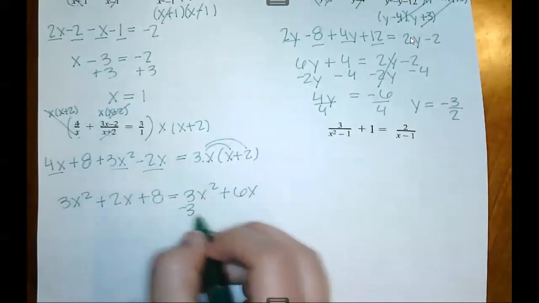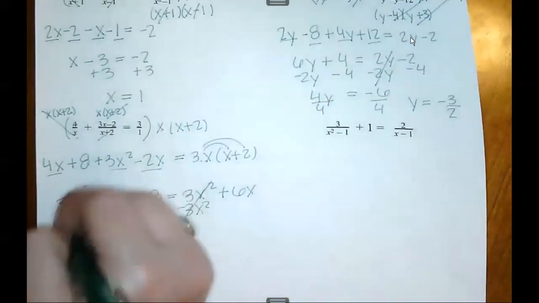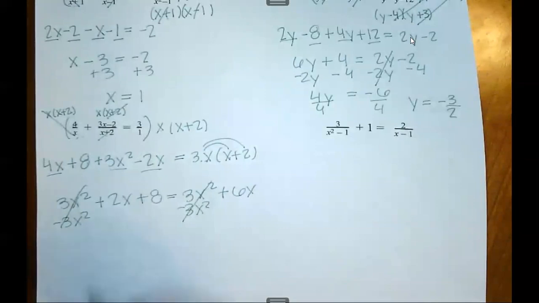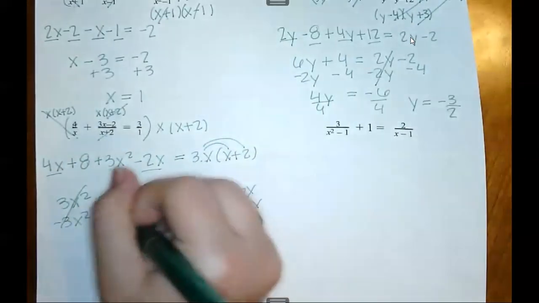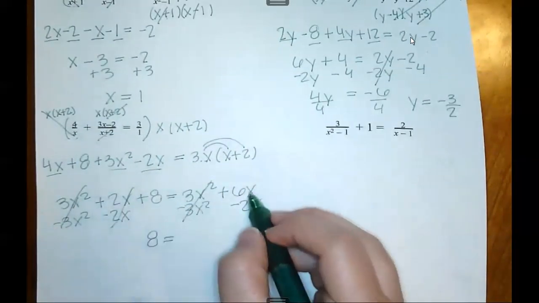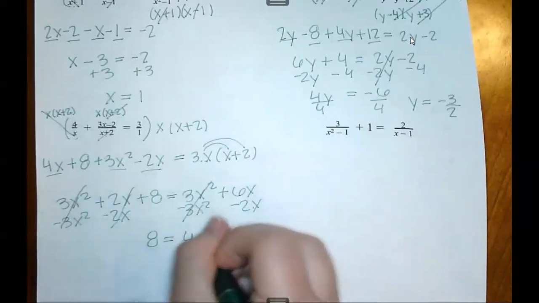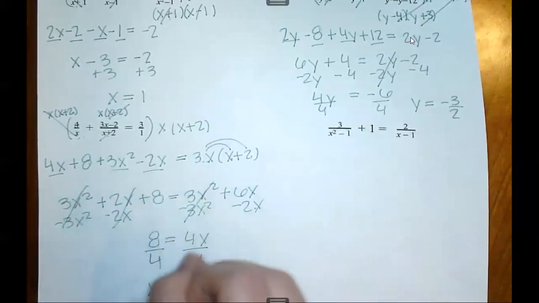So I need to move the x squareds to the same side. So I do that, and those go away. Then I would move this 2x over here with this x. So all I'm left with is 8 equals 6x minus 2x gives me 4x. We divide by 4, and we end up with x equals 2.